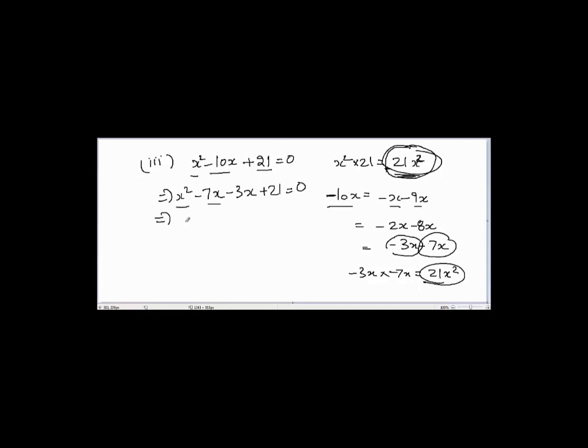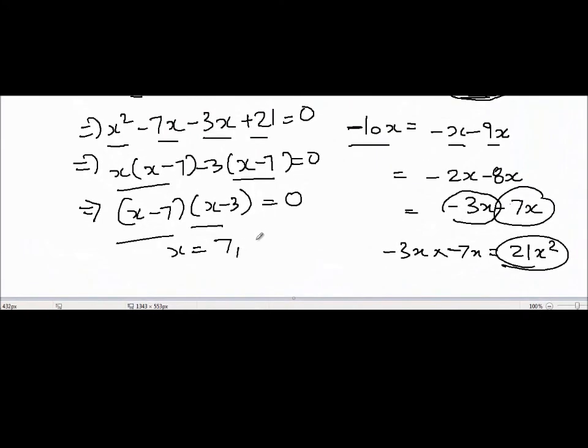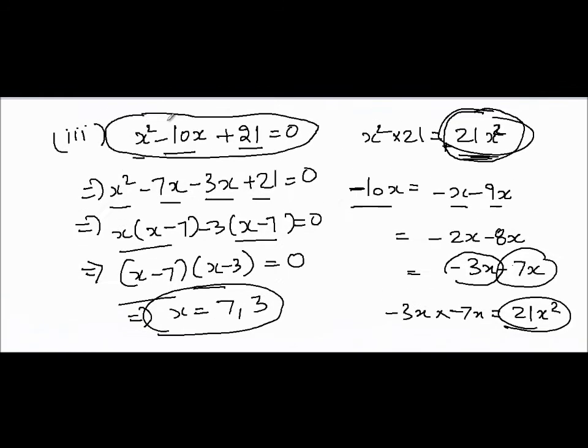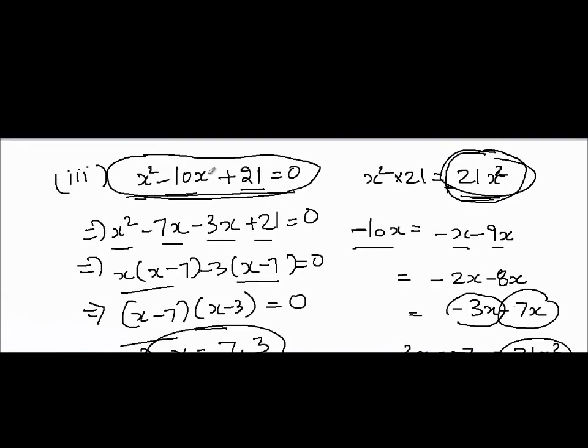Now I take x common from these two terms and minus 3 common from these two terms. Now I can take x minus 7 common from these two terms, x minus 7 here, and I get x minus 3 equal to 0 here, and the solution comes out equal to x is equal to 3 and x is equal to 7. So that's all. In the next video I'll be covering the same examples, taking the same equations, but I will be solving them by the method of completing the square.